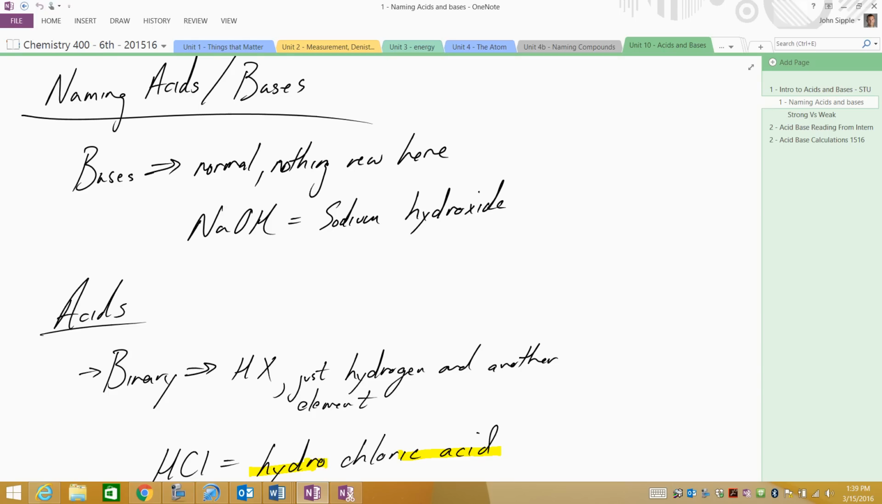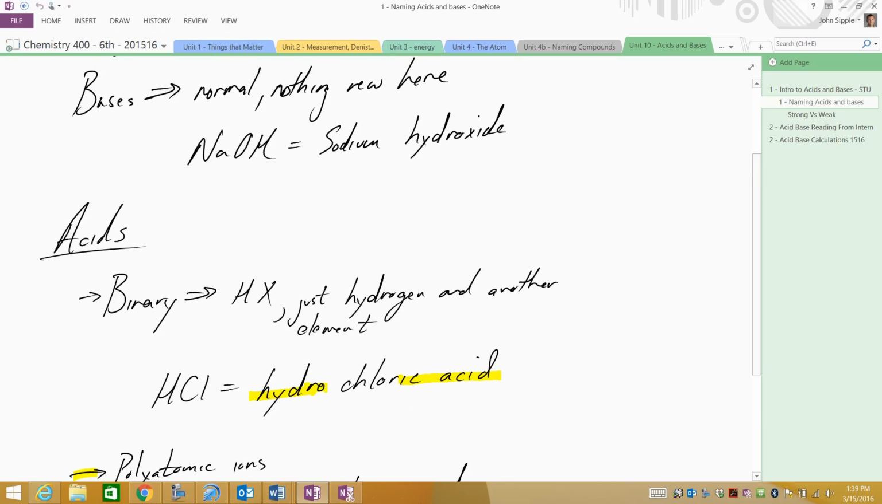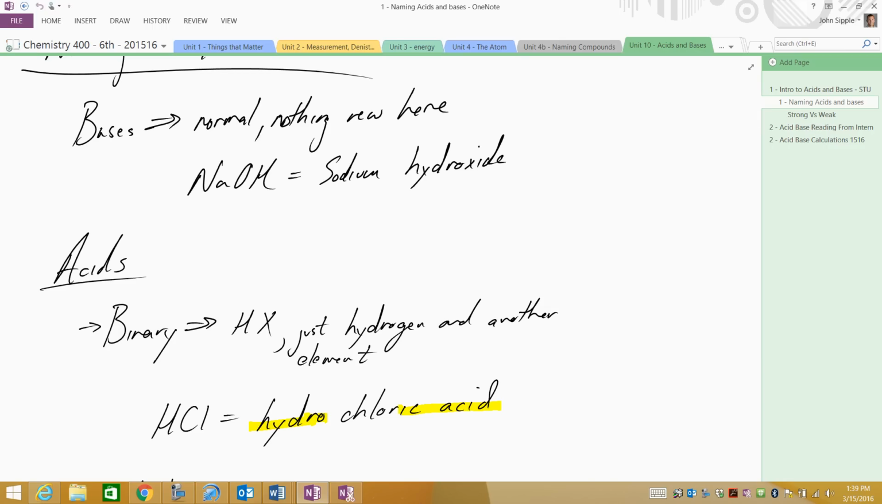For the acids, if you just have a binary compound where it's just hydrogen and some other element, say HX or something, that's an example of that. You're going to use the hydro-ic acid, so HCl. You have to put the hydro, then take off the ide to put on the ic acid part.